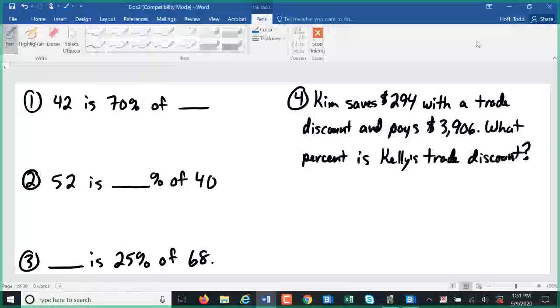Okay, so I'll give you a couple minutes to work on these problems here. Let's take a look and see how we're doing.